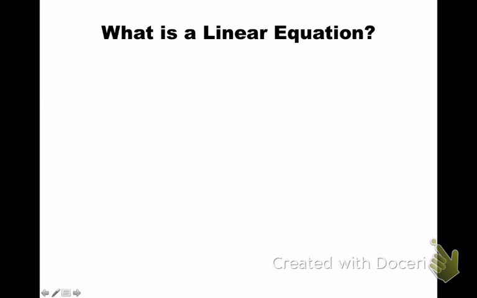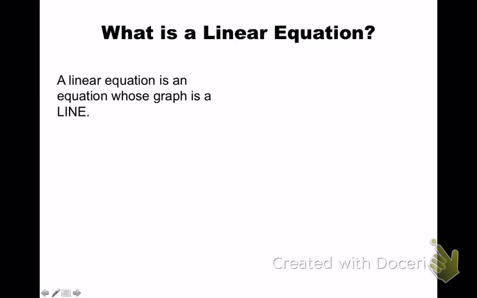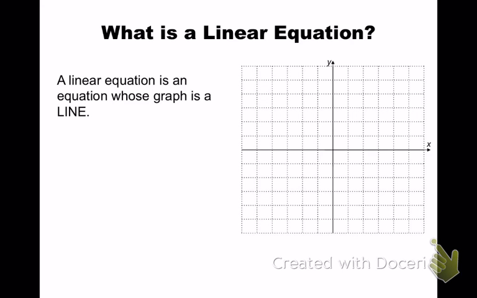So what is a linear equation? Once again, a linear equation is an equation whose graph is a line. So again, line, line, line. So here's a graph. Let's go ahead and see what it looks like. So here's an equation where the graph is a line. It's linear. I'm going to show you guys an example of the quadratic we saw on the previous slide, but it's equation. Now we're going to look at its graph.